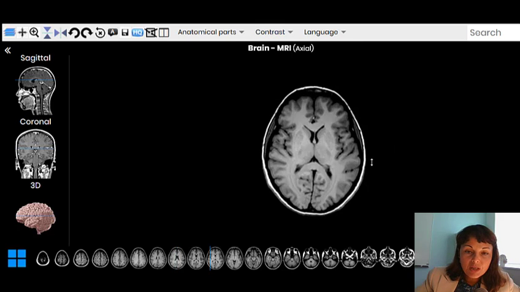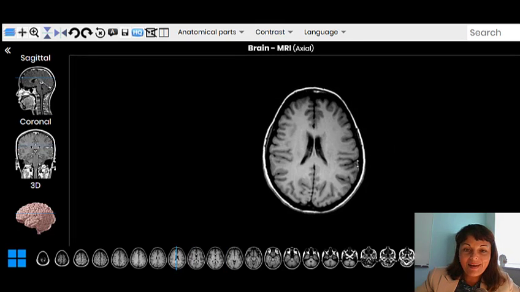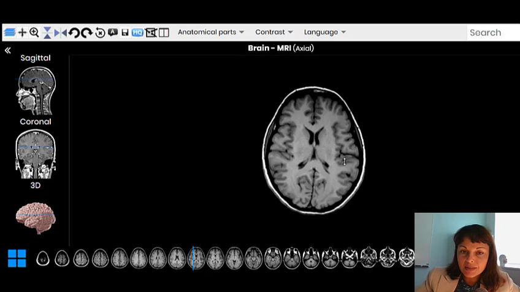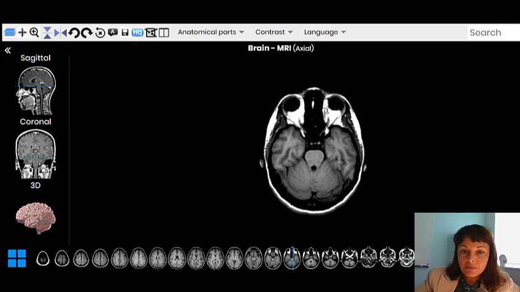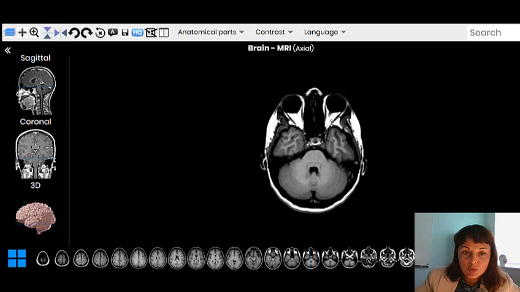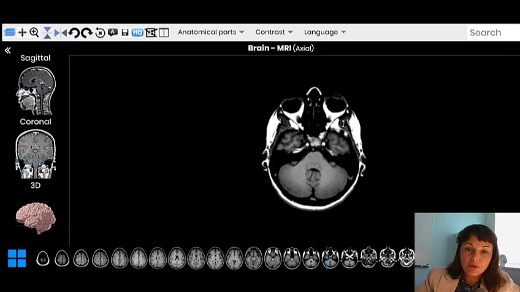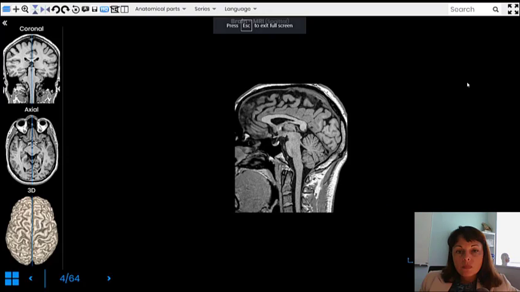T1 weighted images don't have this feature. They do not highlight the edema and liquids of the body, but the fatty tissues, the superficial fat, the fat inside of the orbit, as you see here, the fatty tissues, they appear bright on T1 weighted images.